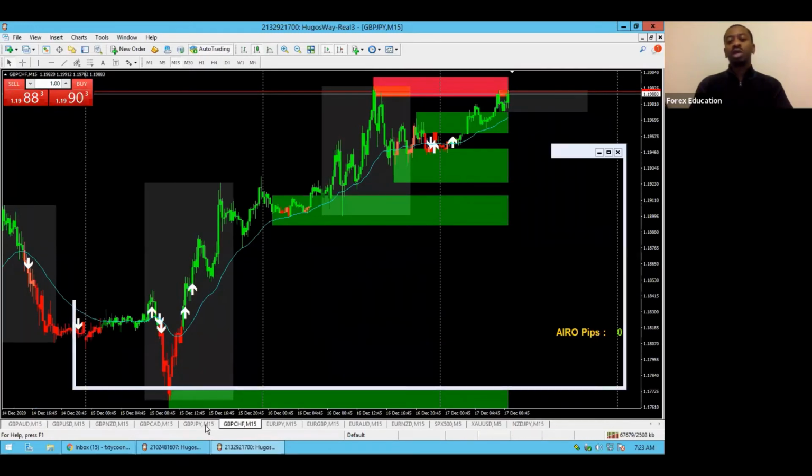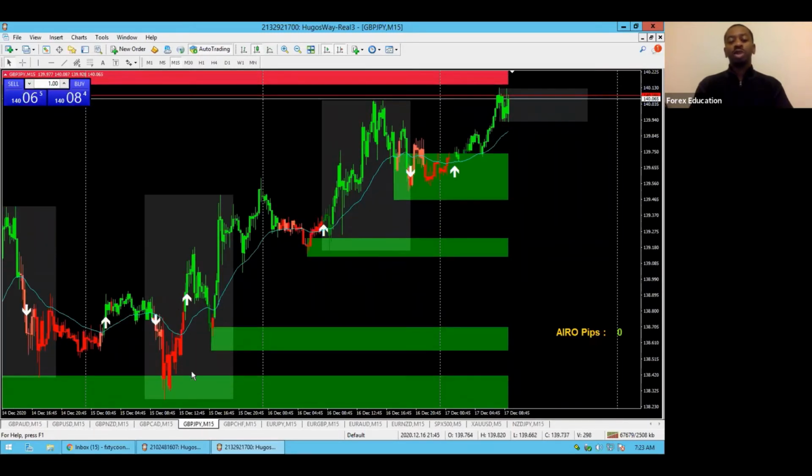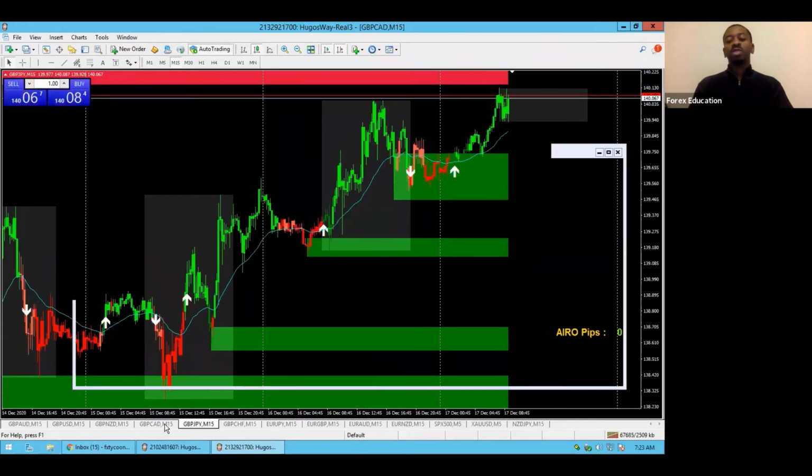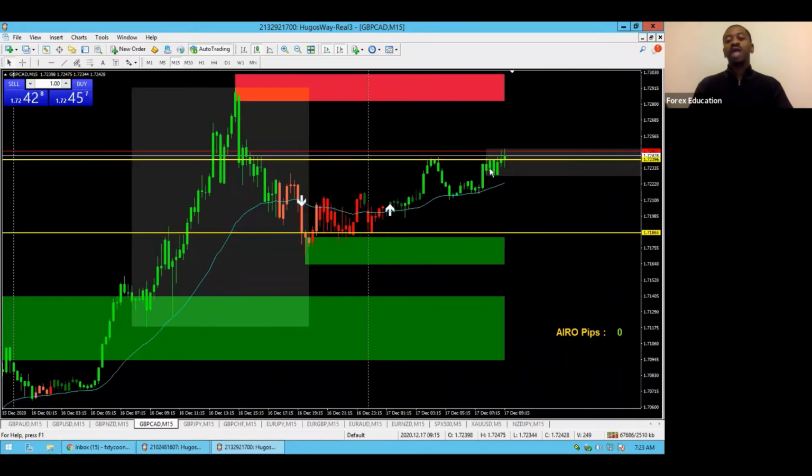So I can see here, I know these two pairs, Great Britain pound, Japanese yen, Great Britain pound, CHF, which is Swiss franc. I knew both of those were at a zone. Remember, we want to have 20 pips distance or more before we take the trade. Well, you got 2 out of the 6 that are at a zone. All right. GCAD had a zone right there.